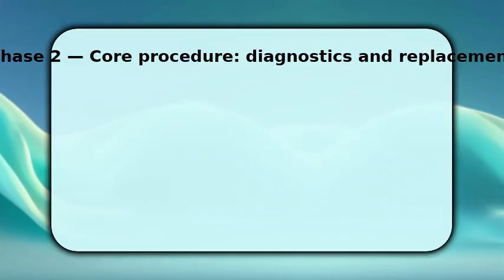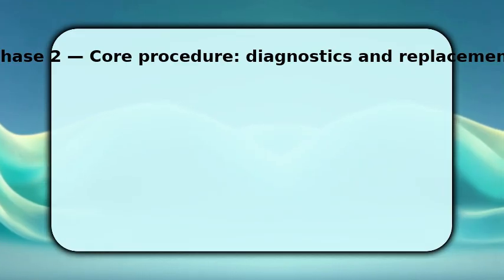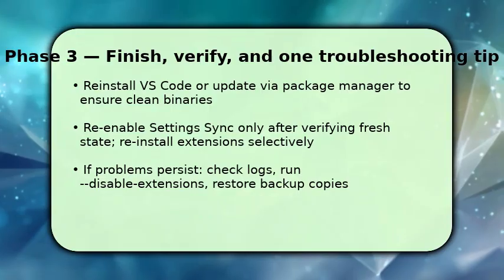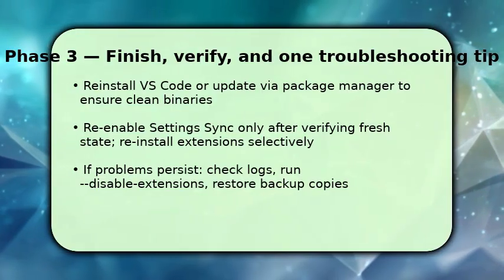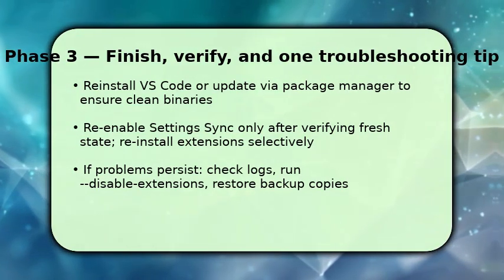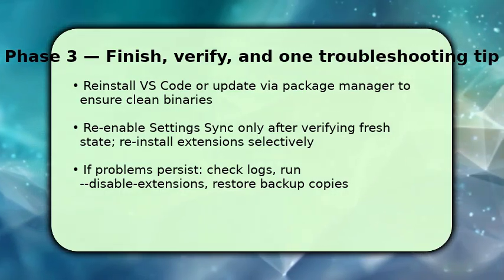Finally, reinstall or update Visual Studio Code to ensure core binaries are clean. Launch the fresh install and inspect settings and extensions to confirm default behavior. Once satisfied, re-enable settings sync and selectively reinstall extensions from your saved list. This prevents reintroducing problematic extensions.